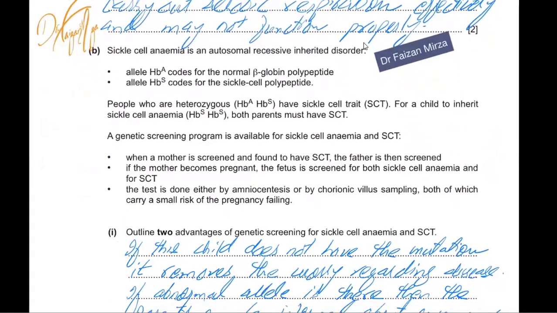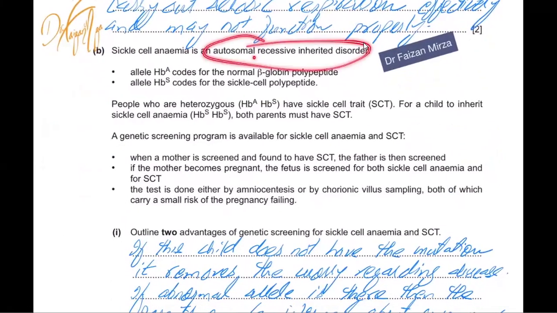Sickle cell anemia is an autosomal recessive inherited disorder. What is an autosomal recessive disorder? It is caused by a gene which is present on the autosomes. It is a recessive illness, which means the abnormal allele is a recessive mutation. Both chromosomes of the homologous pair must have the same recessive allele for the disorder to be there. If one homologous chromosome of the pair has a dominant allele and the other has a recessive allele, the person will be a carrier.